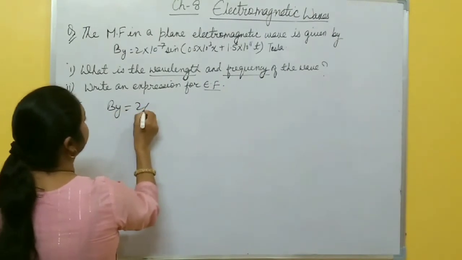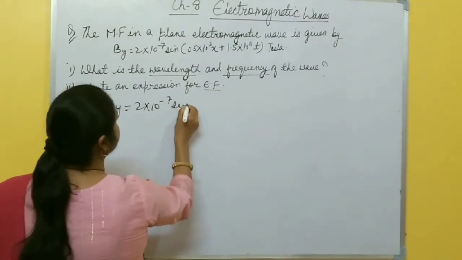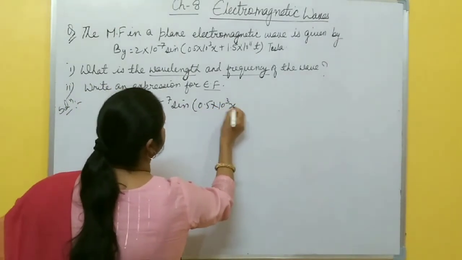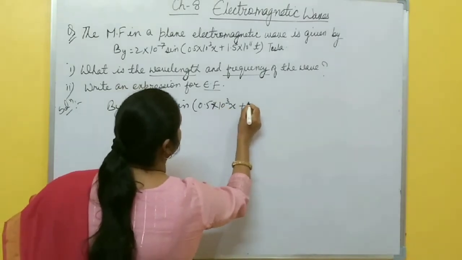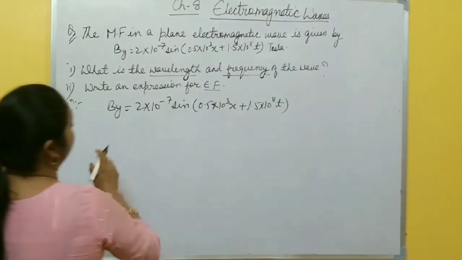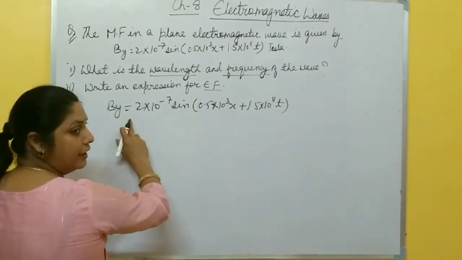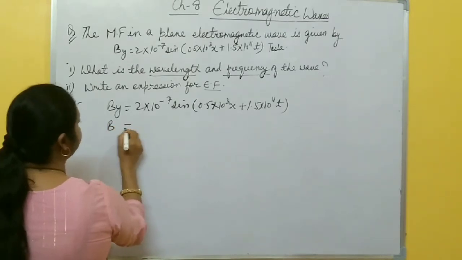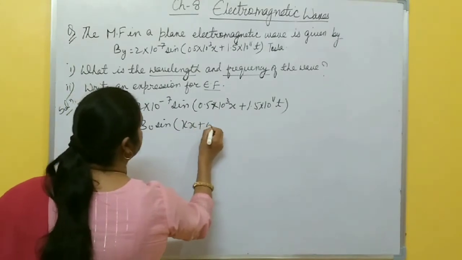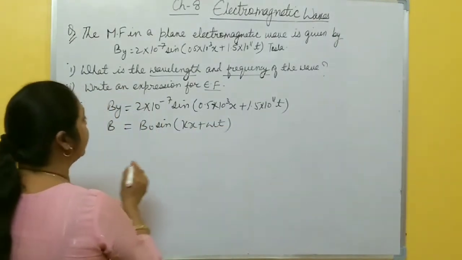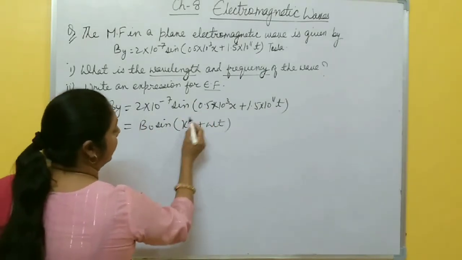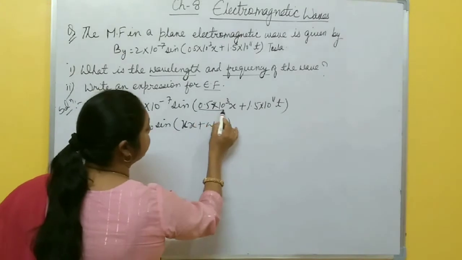By is given by 2 into 10 to the power minus 7 sine (0.5 into 10 to the power 3 x plus 1.5 into 10 to the power 11 t), right? Now you have to compare this By with a standard equation of magnetic field. What is that one? B equal to B naught sine (kx plus omega t), right? Now you compare this equation with this one. Here this kx, you compare this one, so this is the value of k.